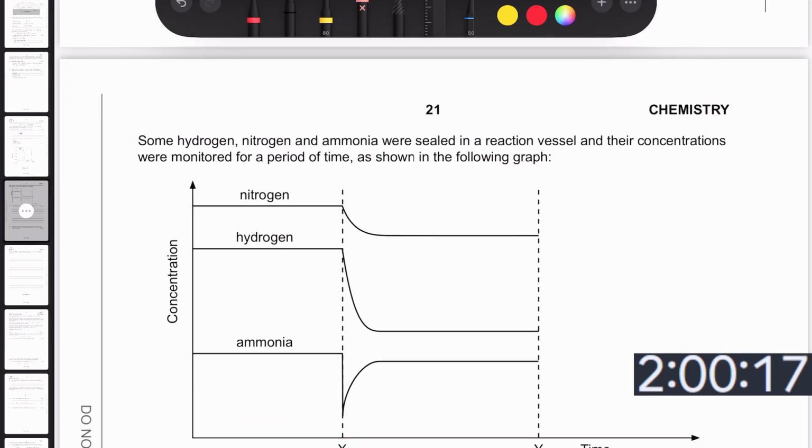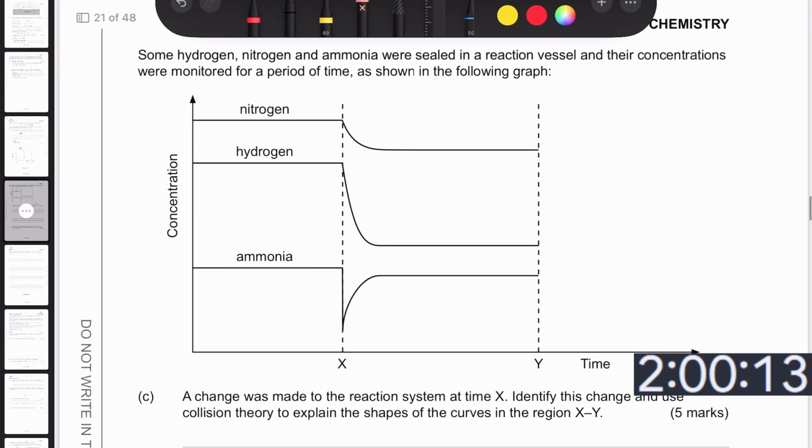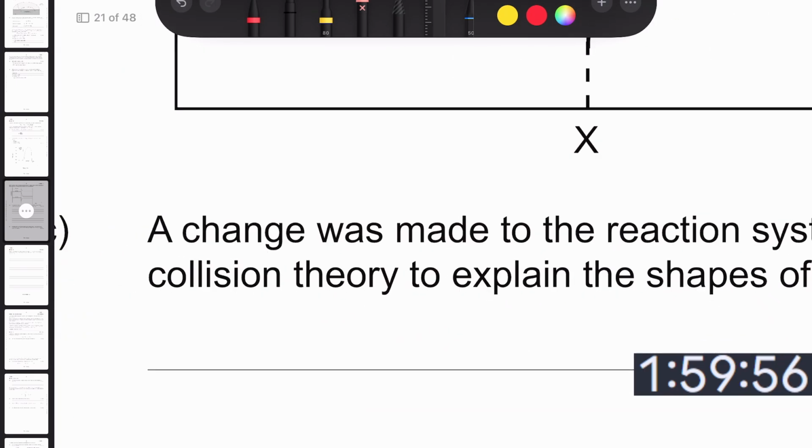Some hydrogen, nitrogen, and ammonia was sealed in a reaction vessel, and the concentrations were monitored for a period of time as shown in the following graph. A change was made to the reaction system at time x. Identify this change and use collision theory to explain the shapes of the curves in the region x to y. So at time x, ammonia was removed from the system.